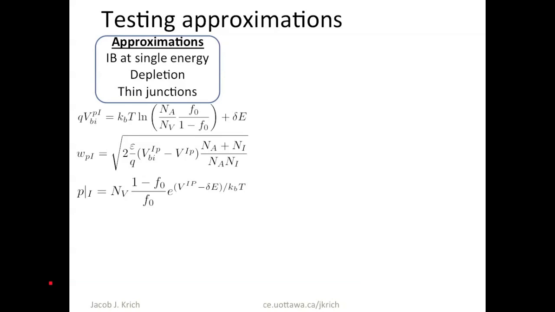So there's a lot of not particularly complicated, but too long for this talk, derivations for getting all of these different pieces. I will just try to emphasize what are the approximations that go into it. So I mentioned that there's depletion.